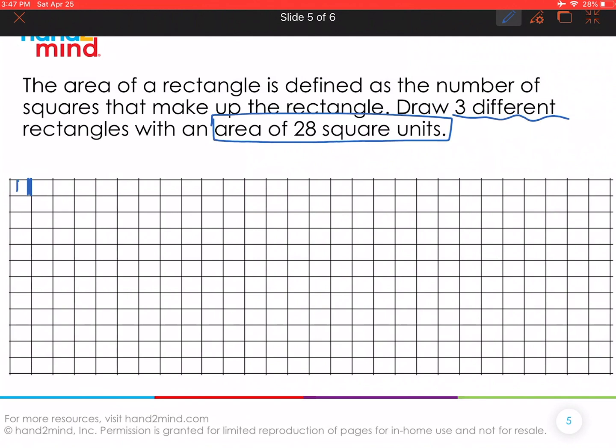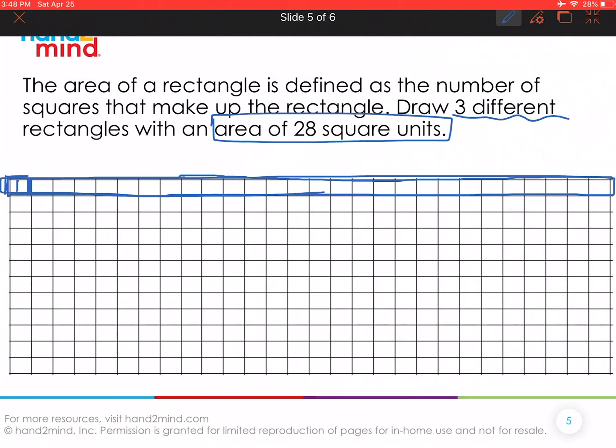How many units long does it need to be to have an area of 28? If we're just doing a width of 1, it has to have a length of 28. Awesome. So let's count. 1, 2, 3, 4, 5, 6, 7, 8, 9, 10, 11, 12, 13, 14, 15, 16, 17, 18, 19, 20, 21, 22, 23, 24, 25, 26, 27. Looks like we need to come this way all the way. 28. So this whole top row would be my rectangle.